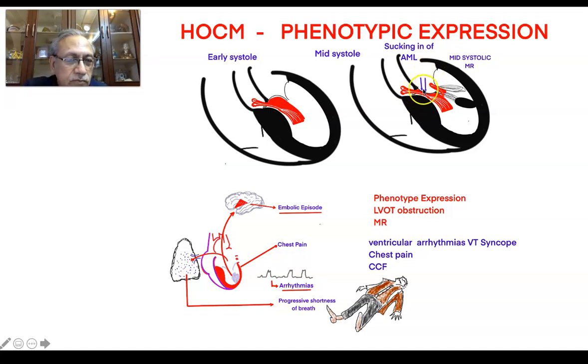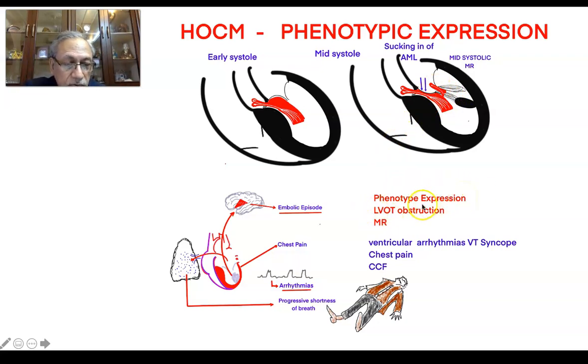Now, because of this movement of the anterior mitral leaflet, separation from the posterior mitral leaflet occurs, and this produces mitral regurgitation. So this mitral regurgitation is not because of any defect in the mitral valve, but because of the suction effect of the blood flowing through the left ventricle outflow tract, which causes suctioning of the anterior mitral leaflet and produces left ventricular outflow tract obstruction and also mitral regurgitation. So these are the phenotypic expressions which occur.